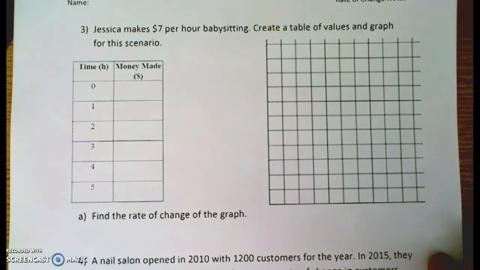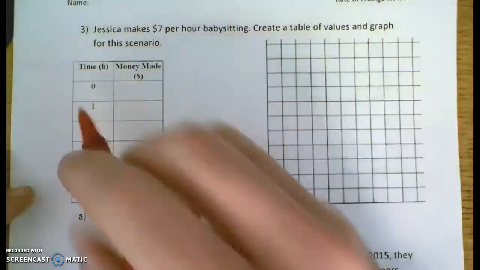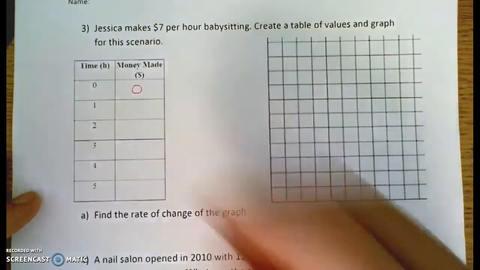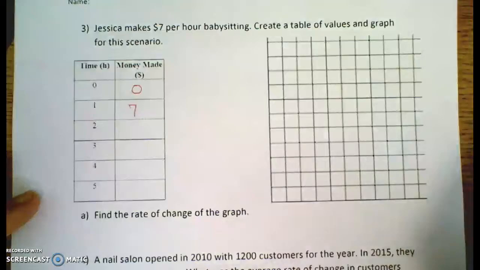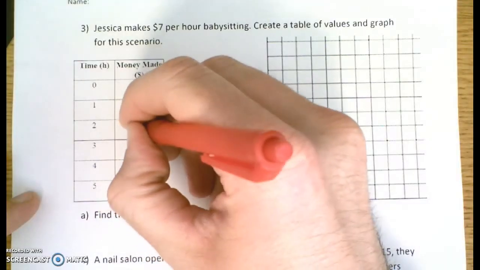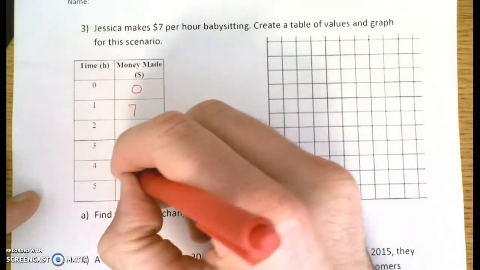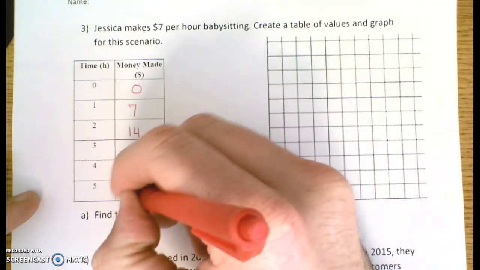Here we're going to have to create a table and then graph it for the scenario that's provided. So Jessica makes $7 per hour babysitting. Create a table of values and graph for the scenario. So if Jessica doesn't work at all, she's going to make no money. If she works 1 hour, she makes $7. 2 hours, she makes 14, because we're just multiplying. 3 hours is $21, then 28, and then 35.